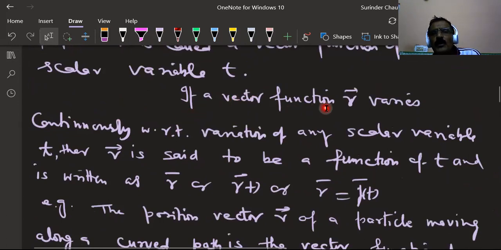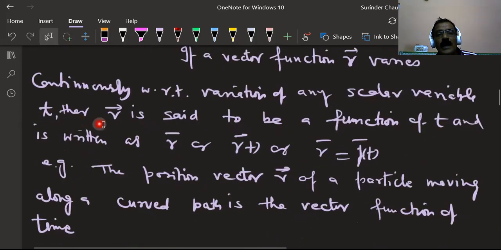Now, if the vector function R vector varies continuously with respect to variation of any scalar variable t, then R vector is said to be a function of time and is written as R vector of t, or we let R vector be equal to f vector of t.